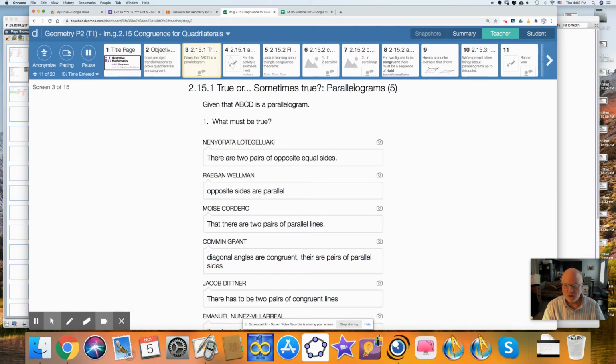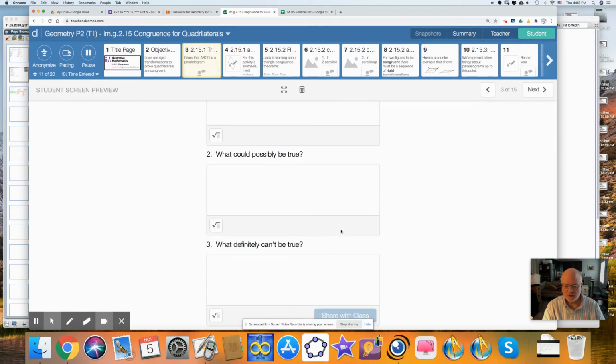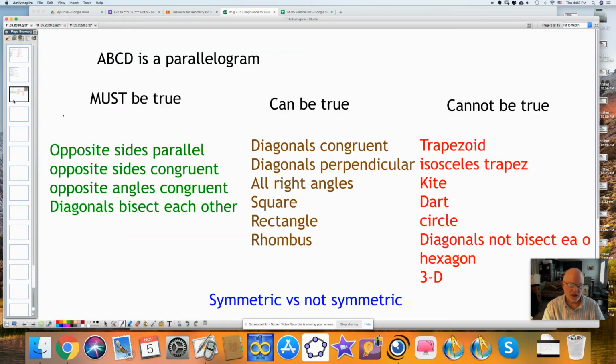So if you're given a quadrilateral, I'm going to put this on the student view. A quadrilateral is a parallelogram. What must be true, what could be true, what definitely can't be true. You should try doing this on your own. For the activity, we actually went through this in class. I made a list of all of the comments that students made. Of course, we know that opposite sides must be parallel.